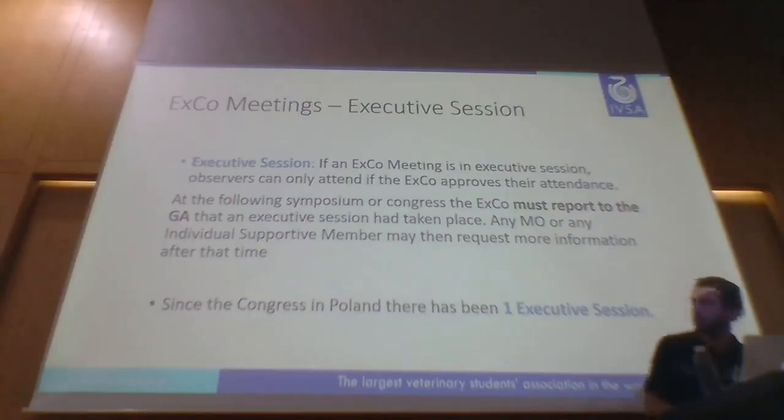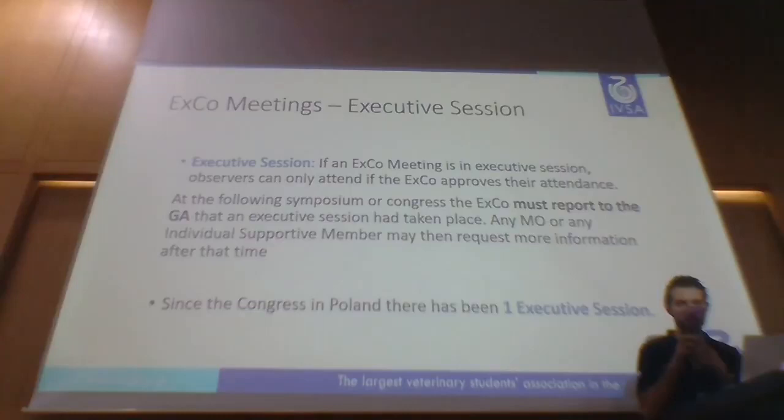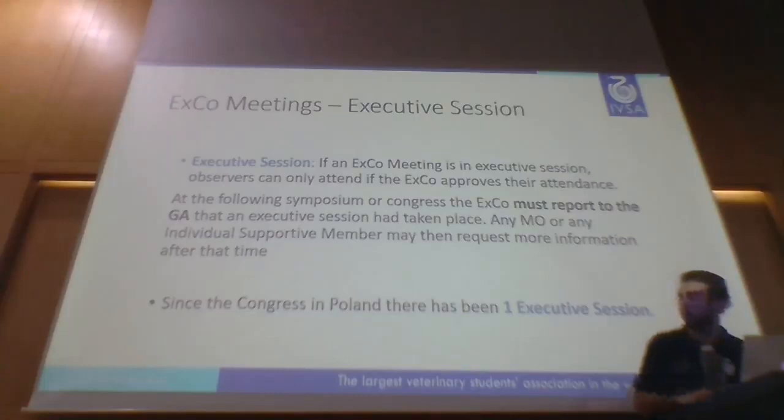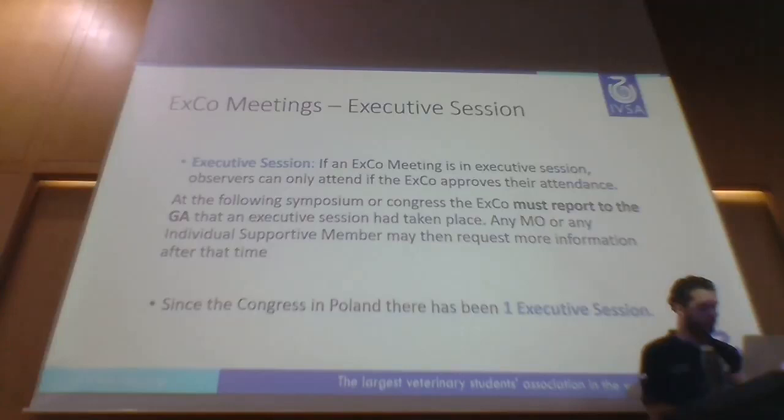Okay, so executive sessions are basically an EXCO meeting is an executive session. Observers can only attend if the EXCO approves their attendance. So, in other words, it's mostly just the executive committee that attends and then any observers that have been approved by the executive committee. Following, Congress is proposing the EXCO report back to the GA that the executive session has taken place. And any MO or individual supported member may request more information after the time. So basically, we've only had one executive session since Congress in Poland.